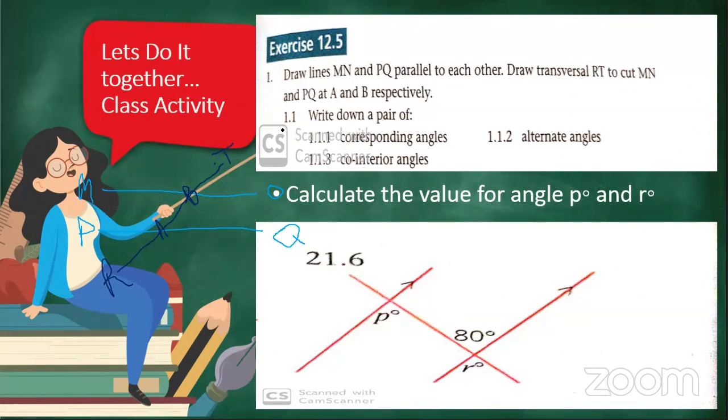They say draw a line MN. So here's our M to N, and then from P to Q. Parallel lines, draw transversal line RT. So our R and our T, and then at AB respectively, here's our A and here's our B. So number 1.1.1, they're saying write down a pair of corresponding angles. So now we must determine our corresponding angles. We must have 4 pairs.